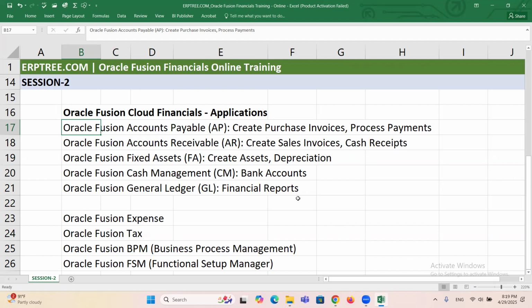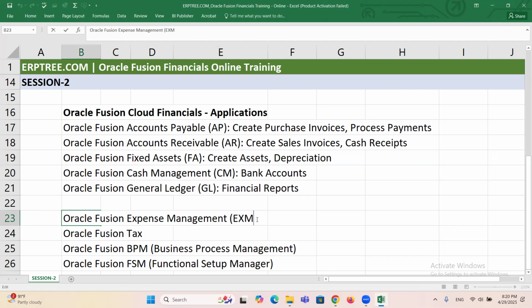Along with these, there are certain other activities we do when we are dealing with the respective application, which we are going to discuss. Another point. So we have the Oracle Fusion Expense application. This you can also call EXM, expense management application. Oracle Fusion Expense Management.